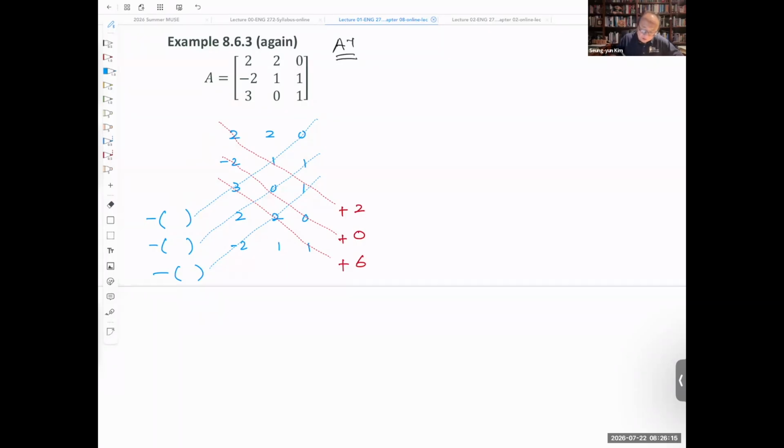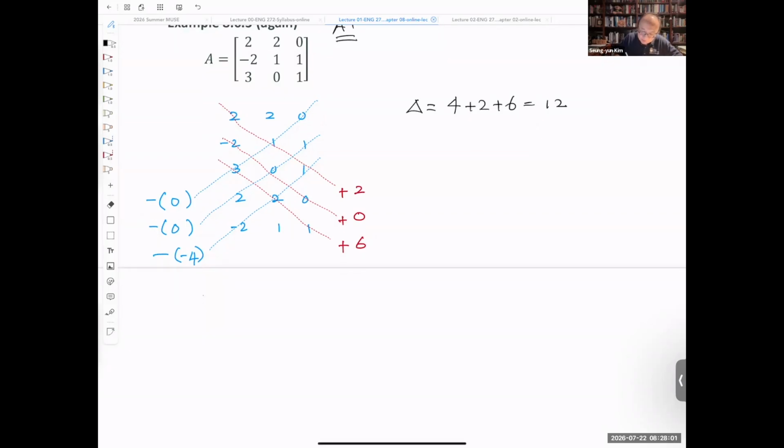0 times 1 times 3, that is 0. 1 times 0 times 2, that is 0. 1 times 2 times negative 2, that is negative 4. Now we just need to add all of those numbers to find the delta. So delta is 0, 0 plus 4 from the left side, and then plus 2 plus 6, that is 12. That is the determinant of the 3 by 3 matrix.